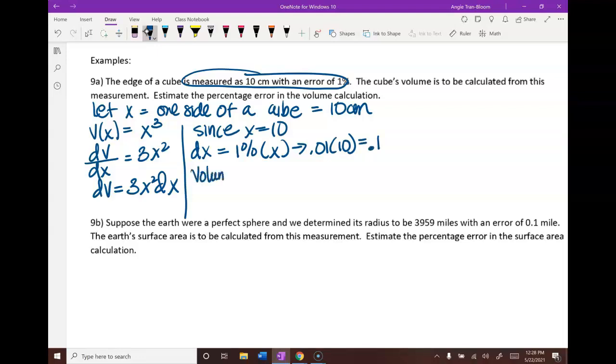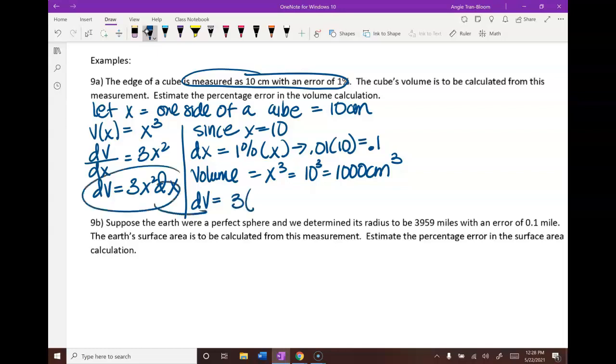So since our volume is x to the third, which has a volume of 10 to the third, which has a volume of 1,000 centimeters cubed, the change in volume that has the error is going to be 3 times, well, this is what I'm using right here, guys. 3 times x is 10, so that's squared. dx we calculated from here, so that's going to get multiplied to here. So all of this is going to give me 30 centimeters cubed. Okay, so the change in volume is 30 centimeters cubed, but this one says estimate the percentage error.